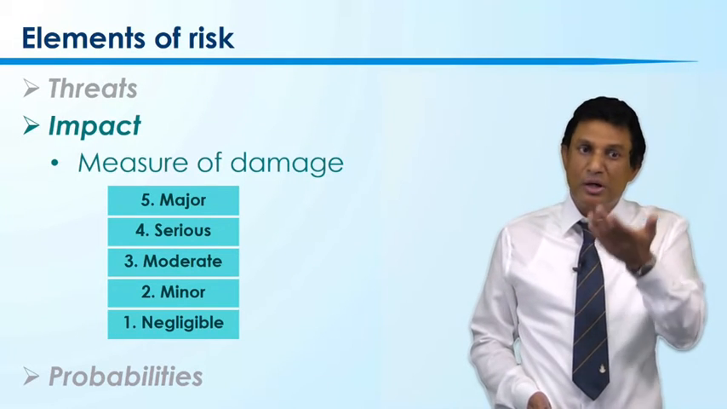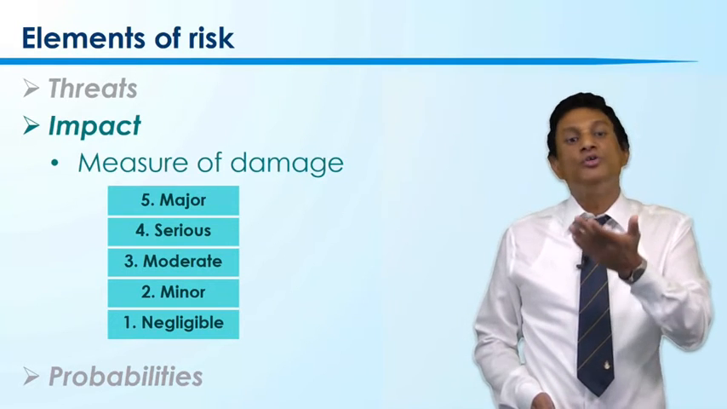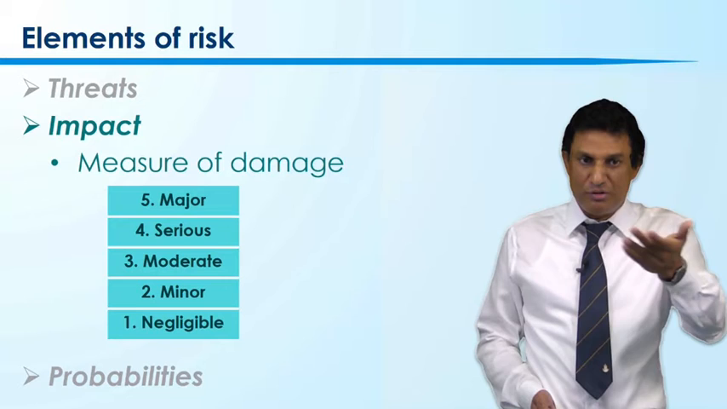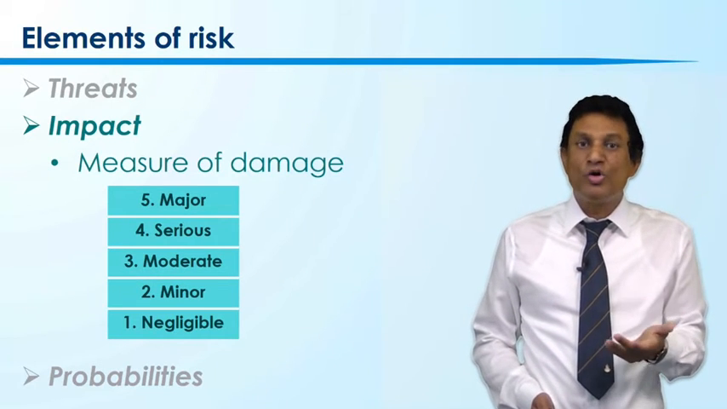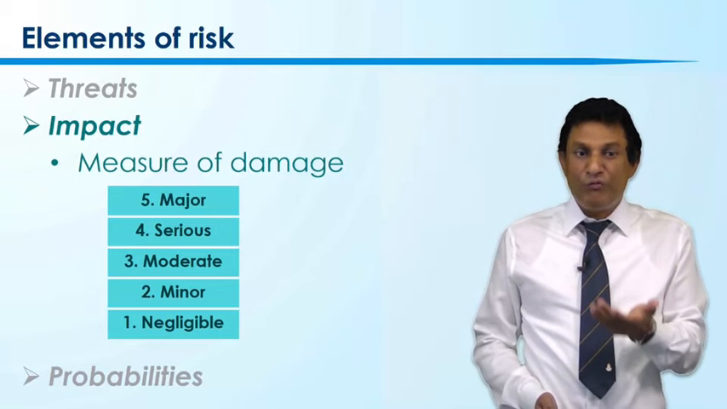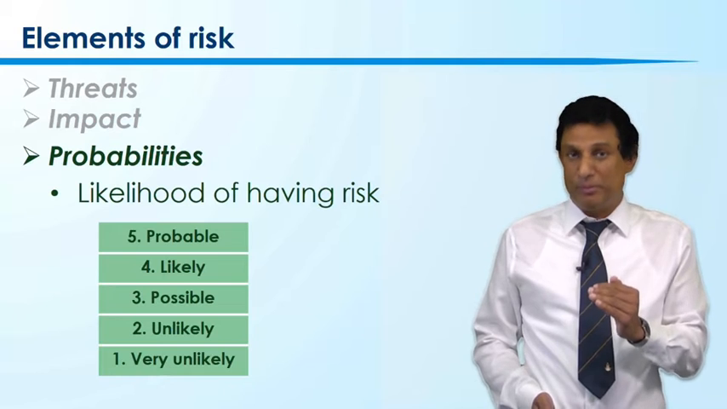So what we do is we come up with a scale: low, medium, high, or a scale of 1 to 5, negligible to major, 1 to 3. That's how we are going to measure. We call it qualitative. So finally, we look at the last element of risk, which is the probability.